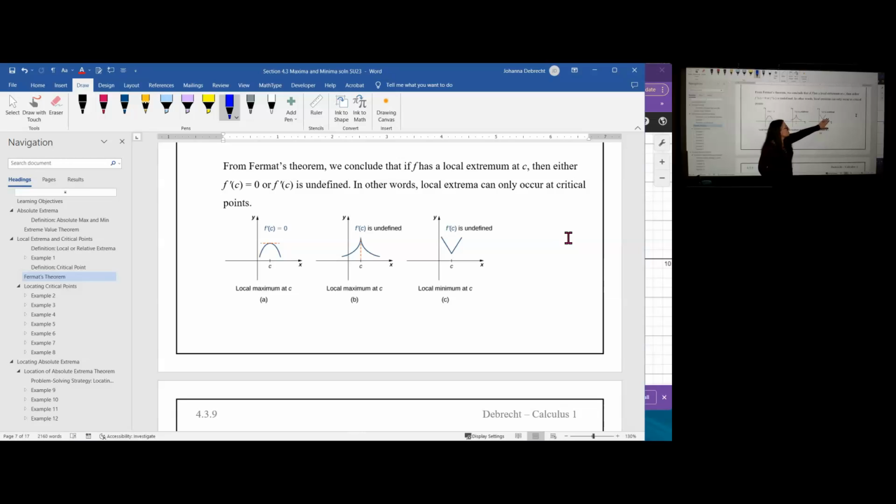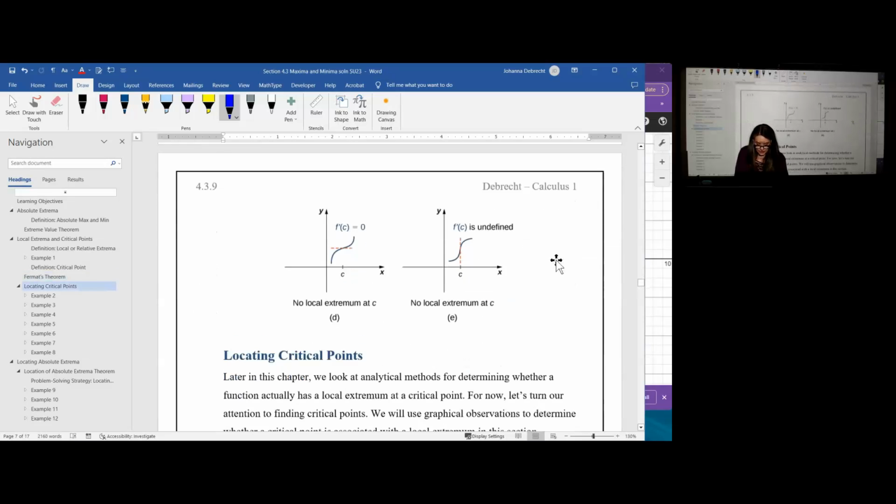We have the same issue when we look at the last one, which looks like an absolute value function with a sharp corner at c. The function is clearly lower at c than anywhere else on the interval, so it is both an absolute minimum and a relative or local minimum. But the derivative is not defined there because the derivative coming from the right has a positive slope and the derivative from the left has a negative slope. Therefore, the derivative, being a limit, does not exist.